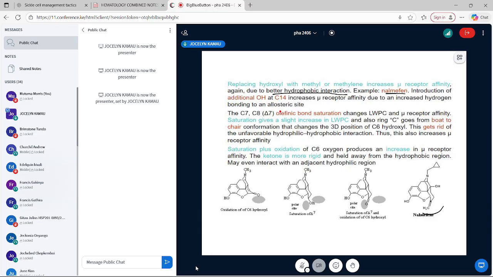So introduction of an additional hydroxyl group at carbon 14 increases again mu receptor affinity due to increased hydrogen bonding to an allosteric site. That I remember we had already discussed.